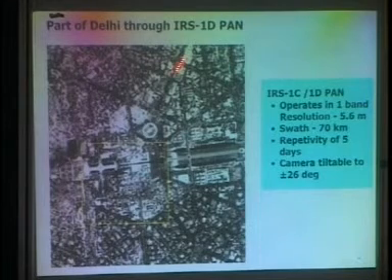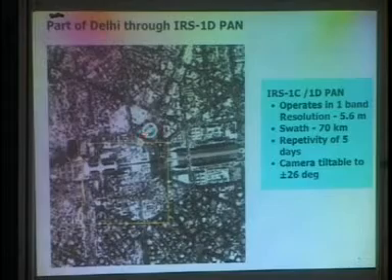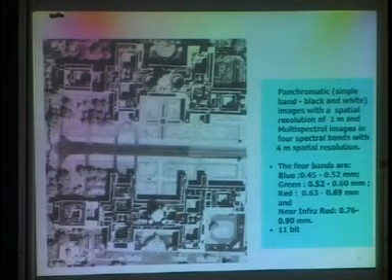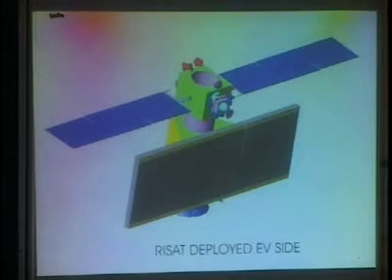See, parts of Delhi as seen through WiFS, you can see. I think this must be Connaught Place, if I am not wrong. Isn't it? These are various views which you get from the spacecraft.